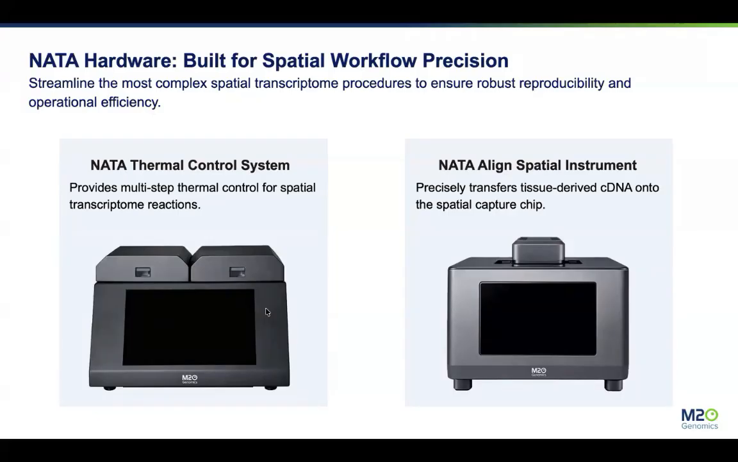Our second component is the NATA-aligned spatial instrument, which enables precise physical alignment during the cDNA transfer step. This allows consistent transfer of spatially resolved cDNA while maintaining the original tissue coordinates. So both these hardware components establish a standardized workflow that integrates precise thermal control with spatial alignment and supports consistent performance across samples and experiments.